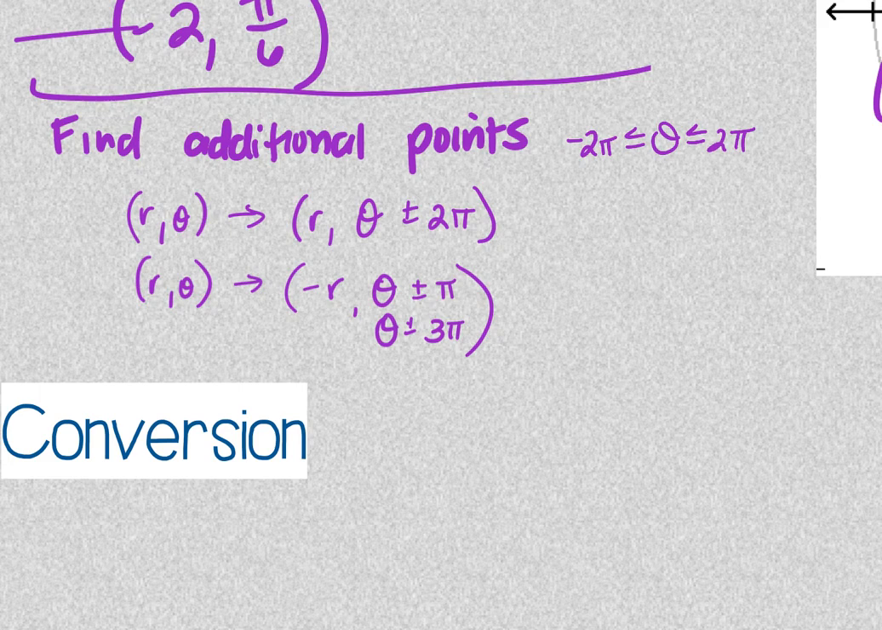Not including 2 pi. So this won't be there. So you won't give 2 pi or negative 2 pi as an answer. It would not include them. Questions on plotting or finding additional?